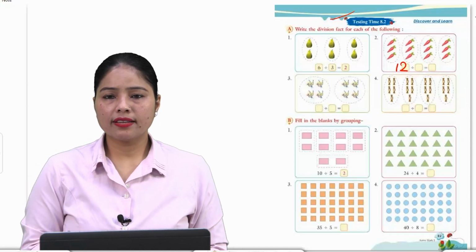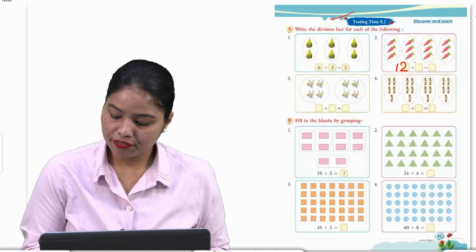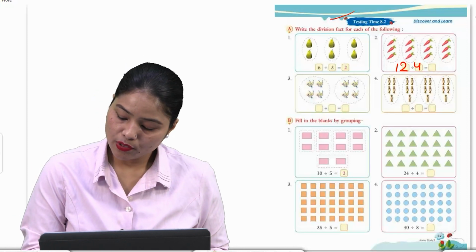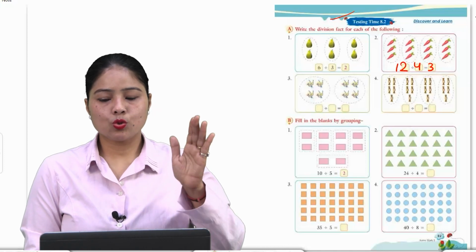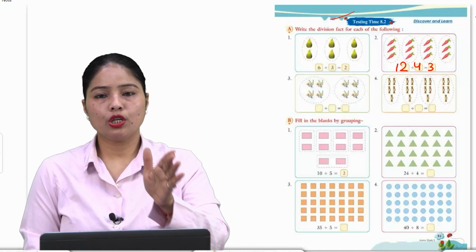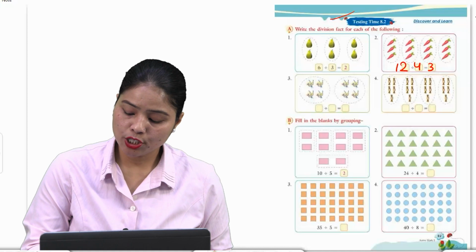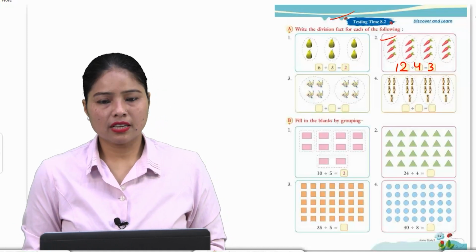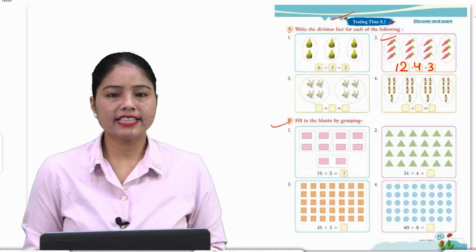And how many groups are there? 4. So write 4. And then you will get 3. As we know that 12 divided by 4 is equal to 3, and we can see that in each group there are 3 carrots. Okay. Similarly, you have to fill in the other one yourself. Now move on to the next one, beta.